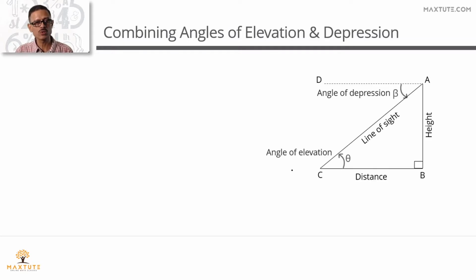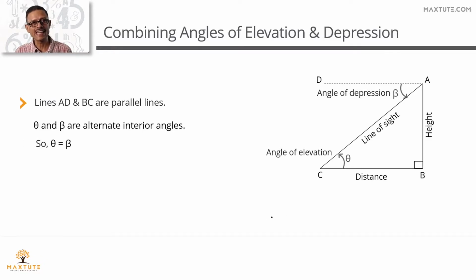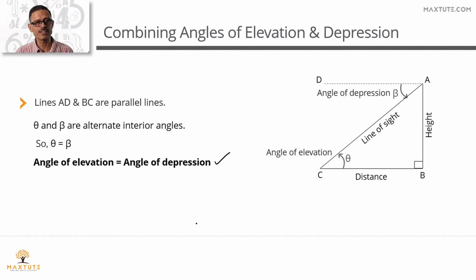Let's quickly put these two together and check out what happens. BC and AD are parallel lines. That's quite evident. AC is a transversal that cuts through it, which means that angle beta and angle theta are nothing but alternate interior angles. In two parallel lines, alternate interior angles will always be equal, which means beta is equal to theta. So in any situation, angle of elevation will always be equal to the angle of depression. This is something that you can take for granted because in two parallel lines, alternate interior angles will be equal. Beta and theta are alternate interior angles.